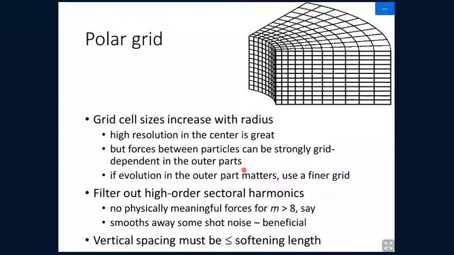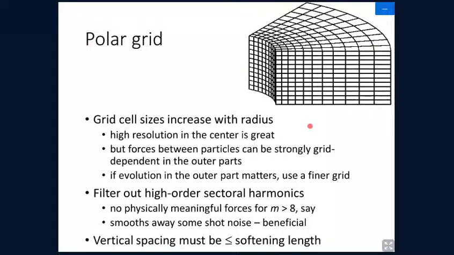Now, when you want to use a polar grid, you have to be aware, as illustrated in the figure here, that the sizes of the grid cells get larger as you go out in radius. You have very good spatial resolution right in the center of the polar grid, really high spatial resolution, where the forces are very well resolved. But as you get towards the edge of the polar grid, the forces between particles can become very strongly dependent on the grid in the outer parts.